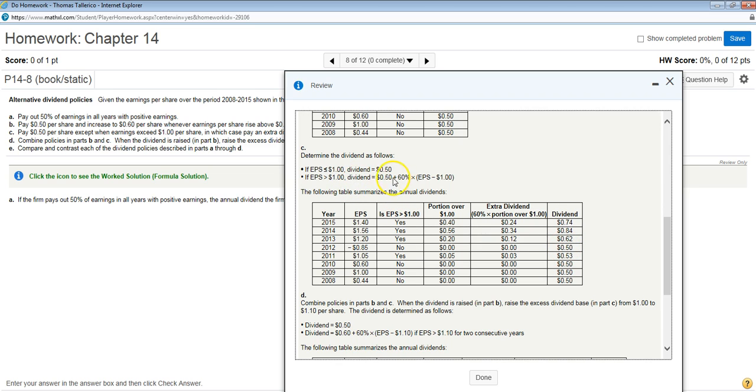If it's greater than $1, it's 50 cents plus 60% of the earnings per share over $1. So here's the portion over $1. Not here, not here, and over here you have 2011. So it's 60% of 5 cents, which is 3 cents. You add that to 50. Over here it's still 50. And for these 3 years, it's 50 cents plus 60% of anything greater than $1. So we got 20 cents above, here you got 56 cents over $1, and here you got 40 over $1. So you got 50 plus 12, 50 plus 34, and 50 plus 24.